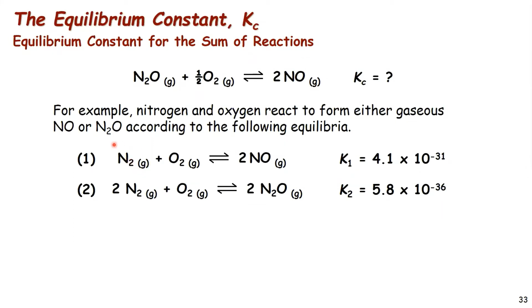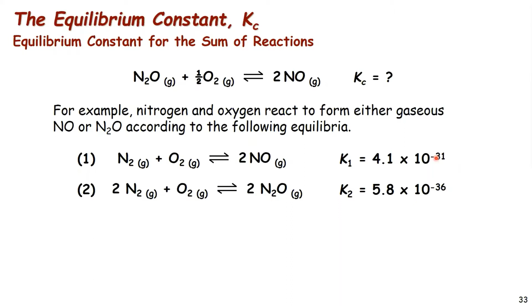I know the equilibrium constant for nitrogen reacting with oxygen to produce nitric oxide is 4.1 times 10 to the negative 31. Now this is 10 to the negative 31, right? Which means that almost no NO is formed from these reactants under these conditions. And then 2 nitrogens reacting with 1 oxygen to form nitrous oxide, 5.8 times 10 to the negative 36. So even less of this is formed from the initial reactants under these conditions. Okay, so again, very, very small K values mean very, very few products were formed.